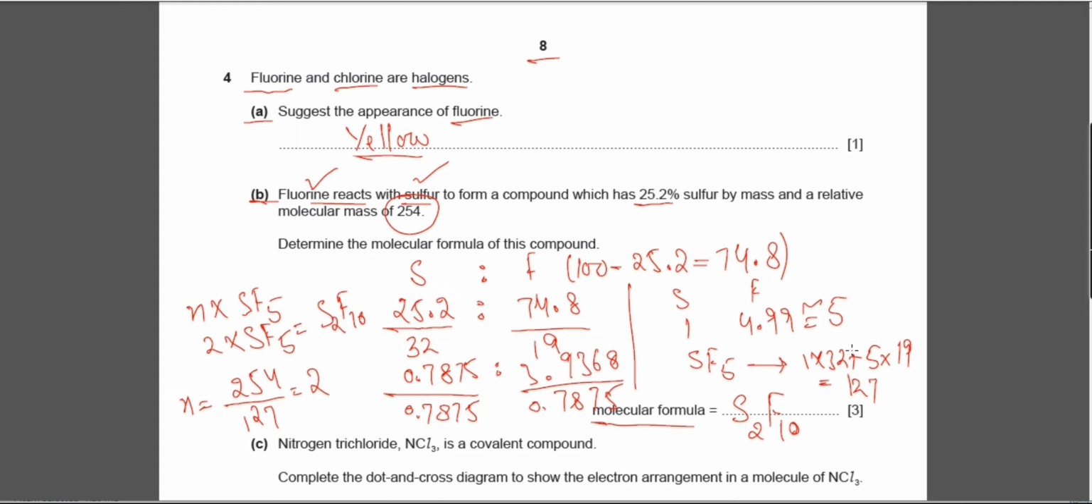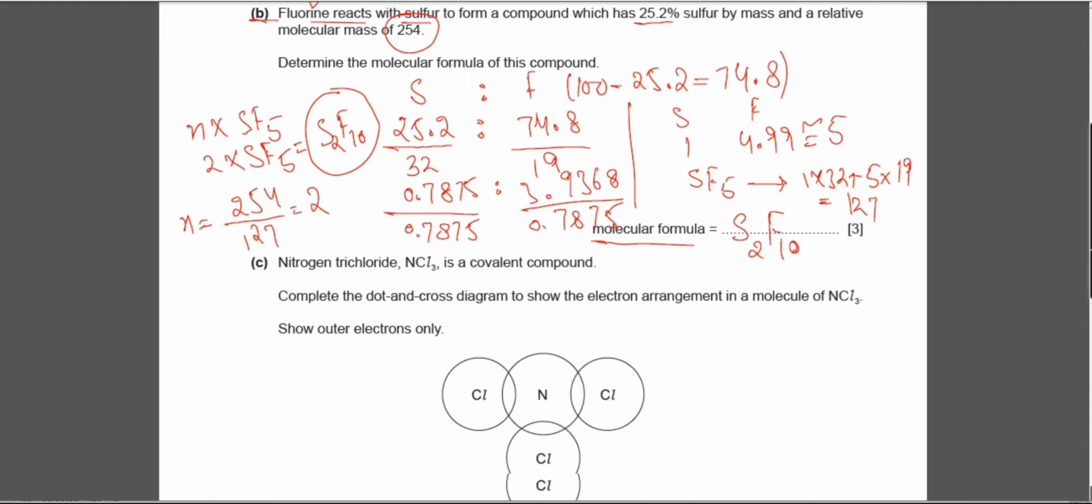From the empirical formula, find out the empirical formula mass, and then divide the molecular mass by the empirical formula mass to get the value of n, and then multiply that value of n with the empirical formula. Finally you get this formula as the molecular formula. Now proceeding.